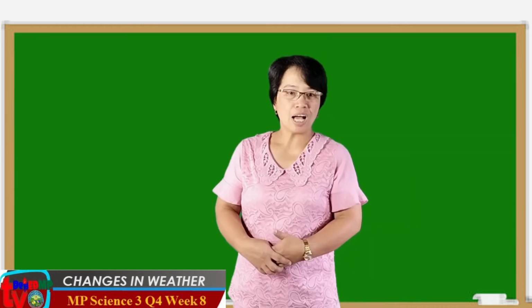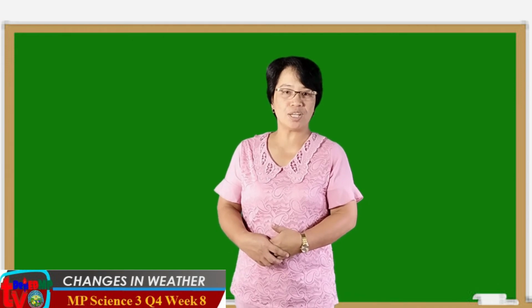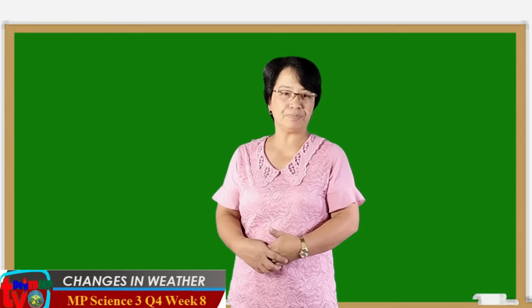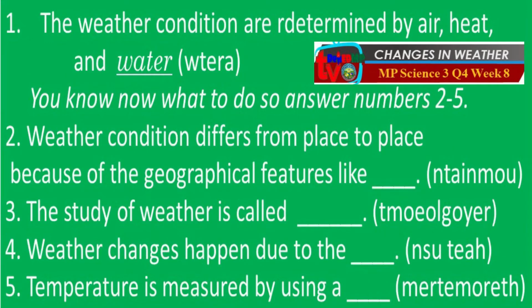Here we go. Arrange the scrambled letters inside the parentheses to form the correct word to complete the sentence. Number 1. The weather conditions are determined by air, heat, and blank. The answer is water for number 1. You know now what to do, so answer numbers 2 to 5.